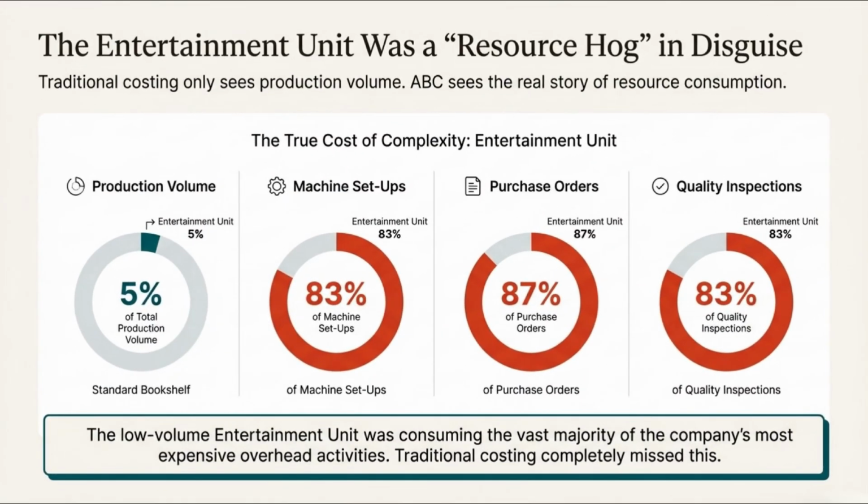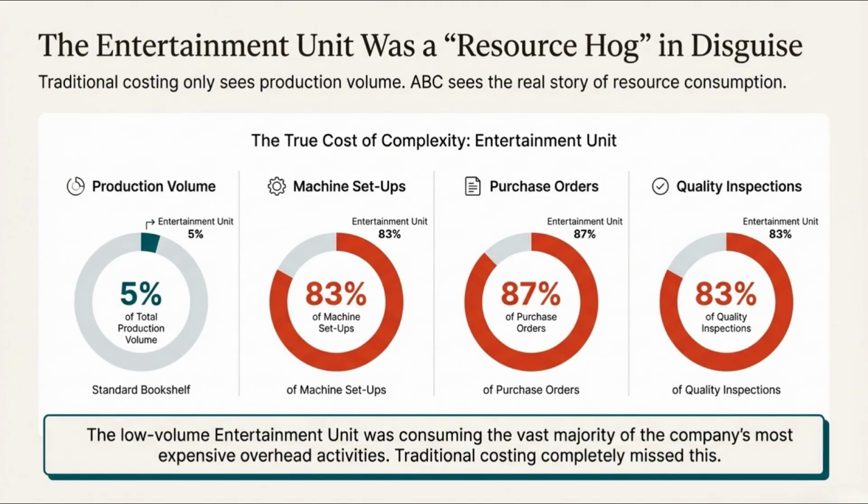Why is the cost difference so dramatic? These pie charts tell the story. Traditional costing only sees production volume. ABC sees the real story of resource consumption. Look at production volume first. The entertainment unit represents only 5% of total units produced. 500 units out of 10,500 total. Under traditional costing, it would get roughly 5% of overheads.